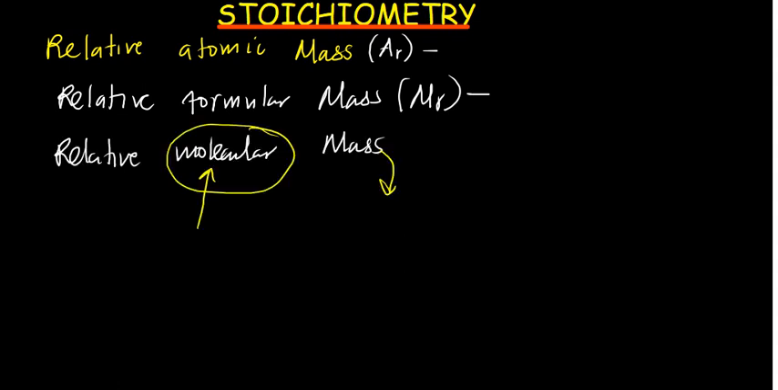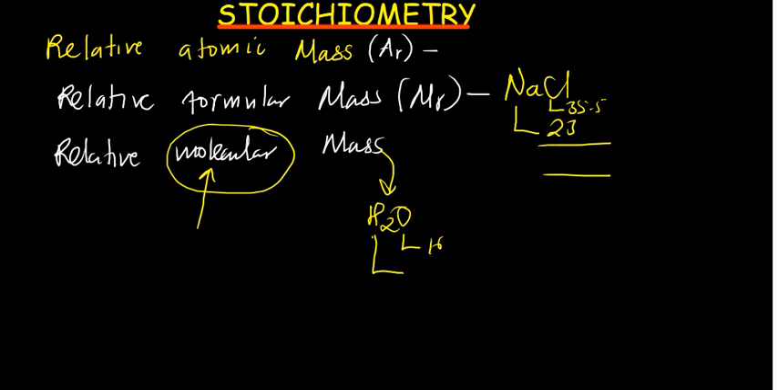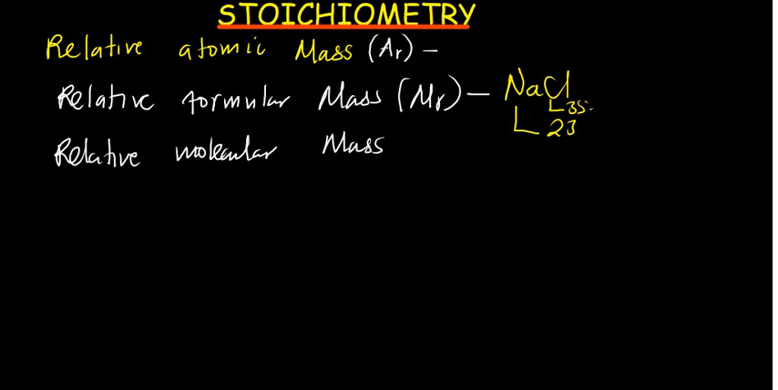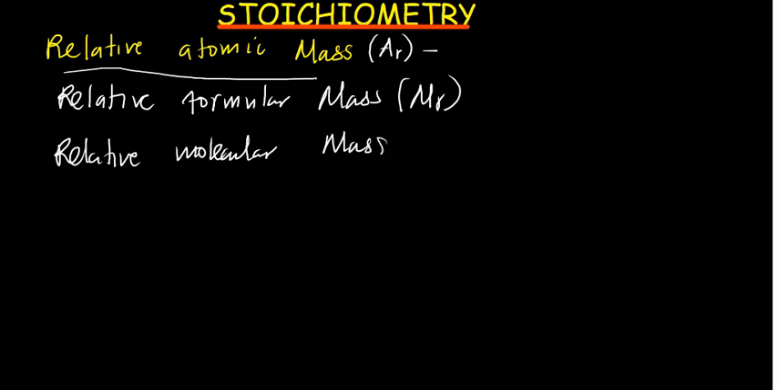Okay, so we are saying relative formula mass is the relative atomic masses in an ionic compound, and relative molecular mass is a total or the sum of all relative atomic masses in a molecule. So when you add the atomic masses in a molecule, you are going to get the relative molecular mass. If you add these same atomic masses in an ionic compound, you are going to get relative formula mass. Is it okay?